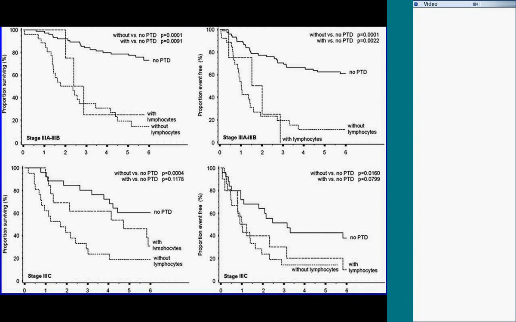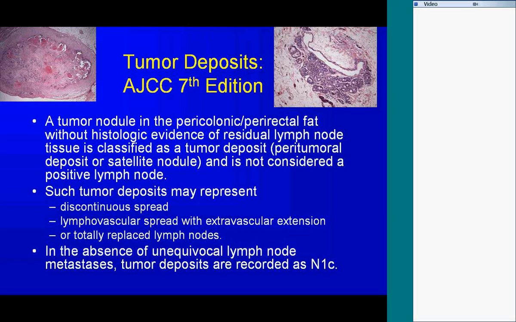These graphs are from a paper by Dr. Pupa from Italy that was published in Modern Pathology, and he did a very detailed examination of peritoneal deposits and classified them as with or without lymphocytes. But the feature I want to point out to you is how survival drops off significantly with these peritoneal deposits compared to lesions without them in stage 3 cases. So we think that they are a marker of very aggressive disease, whether they represent lymphovascular spread or totally replaced lymph nodes.